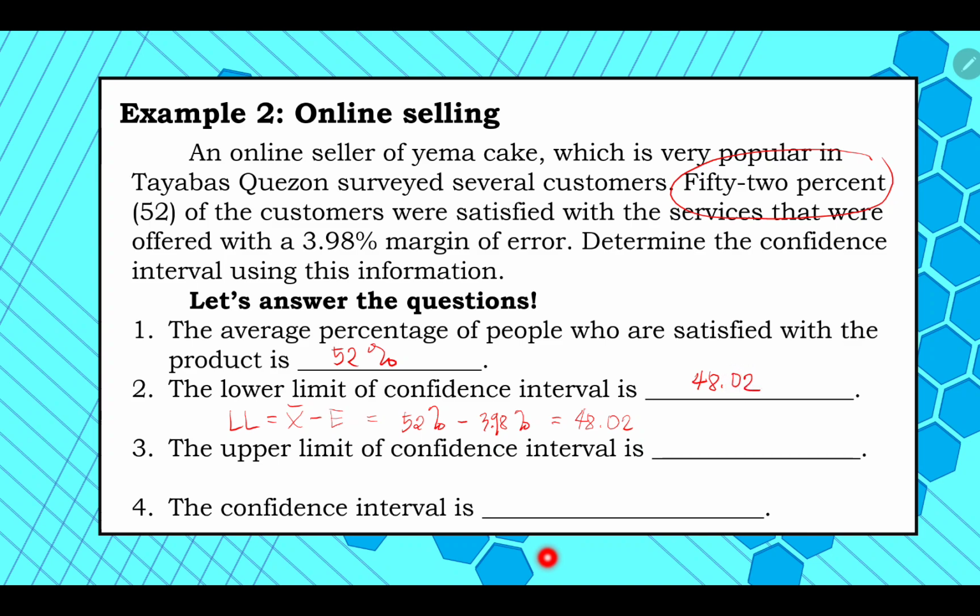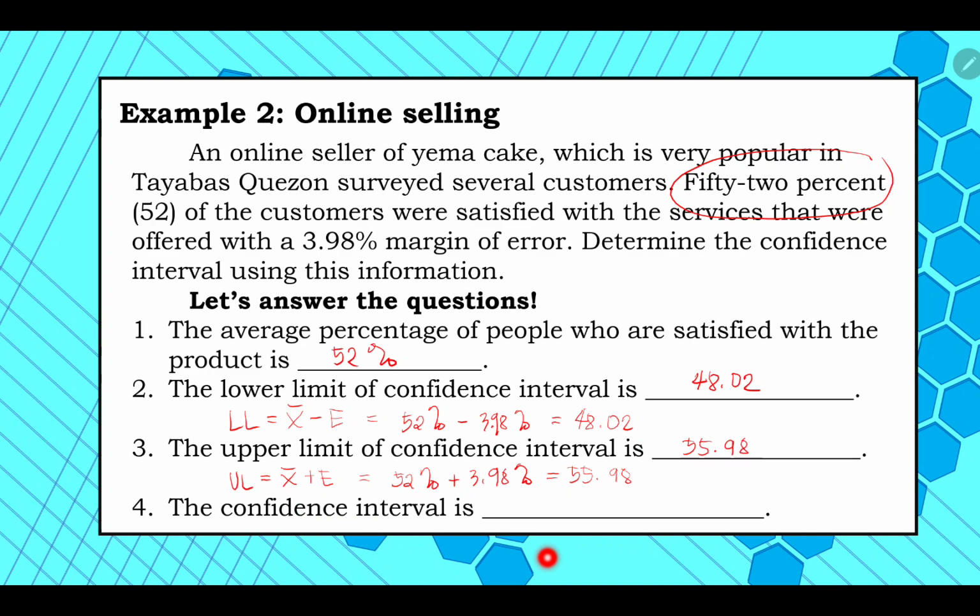Third question, the upper limit of the confidence interval is, the formula to identify the upper limit is upper limit equal to the point estimate plus the margin of error, which is equal to 52% plus the margin of error 3.98%, which gives us 55.98. Our upper limit is 55.98.